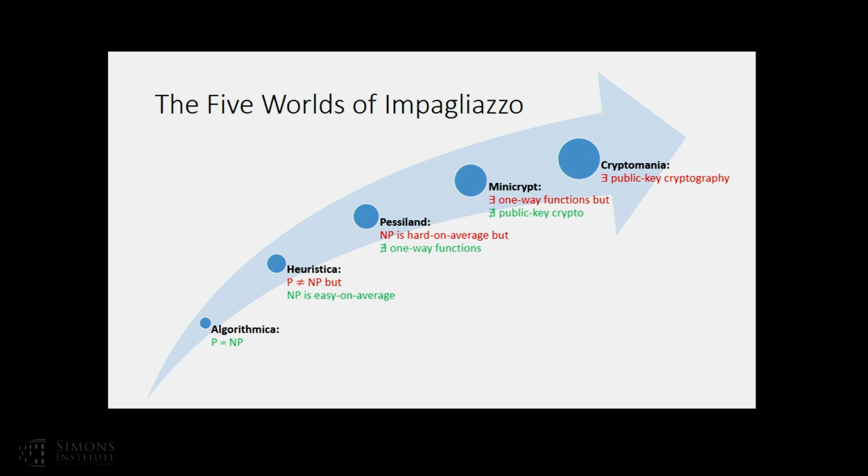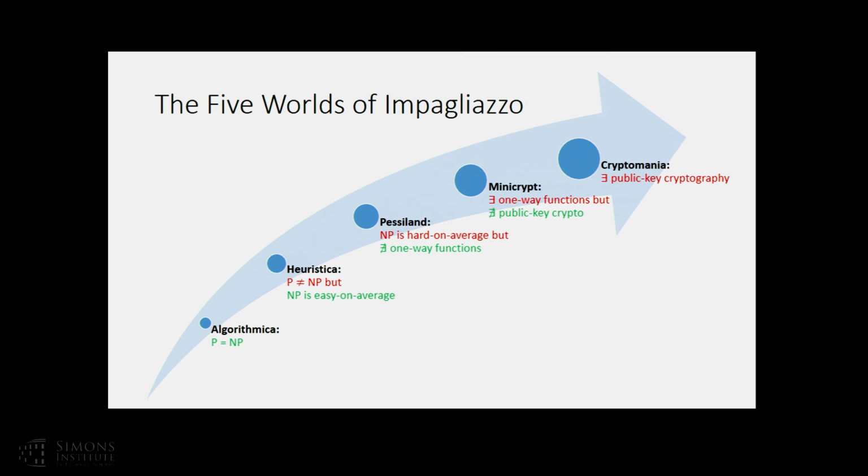The first one is Algorithmica, where P equals NP. So of course we don't have any TFNP hard problems. The second one is Heuristica, where P is different than NP, but NP is easy on average. So for any sampleable distribution, you actually solve the instances that you encounter in real life, and it's very hard to find these hard instances.